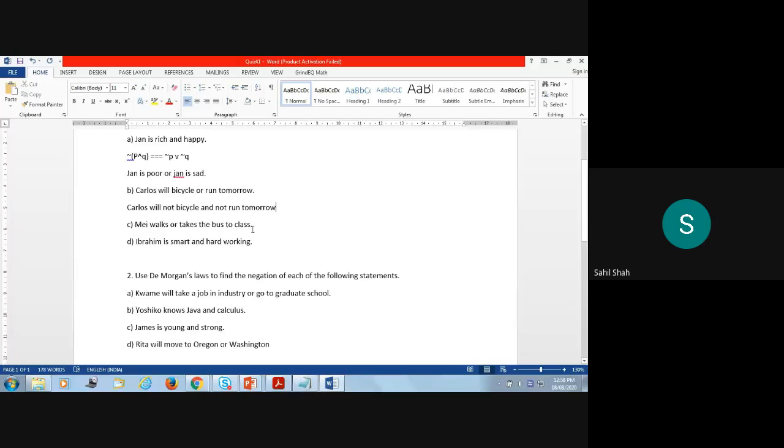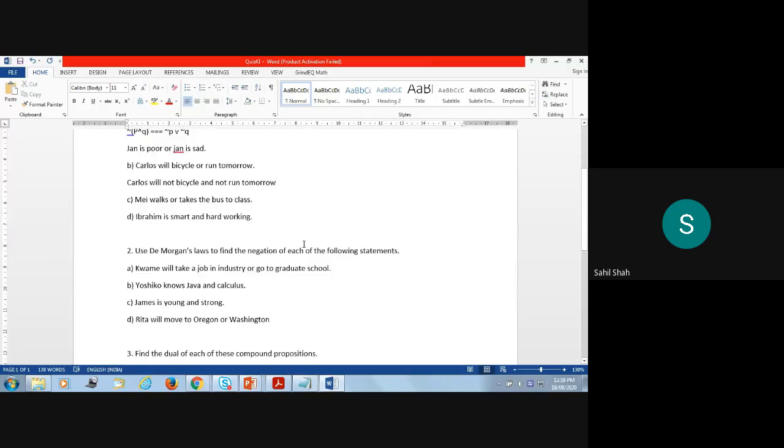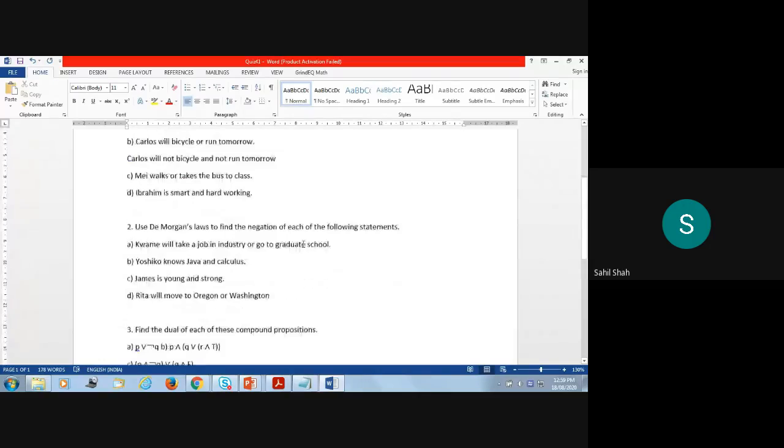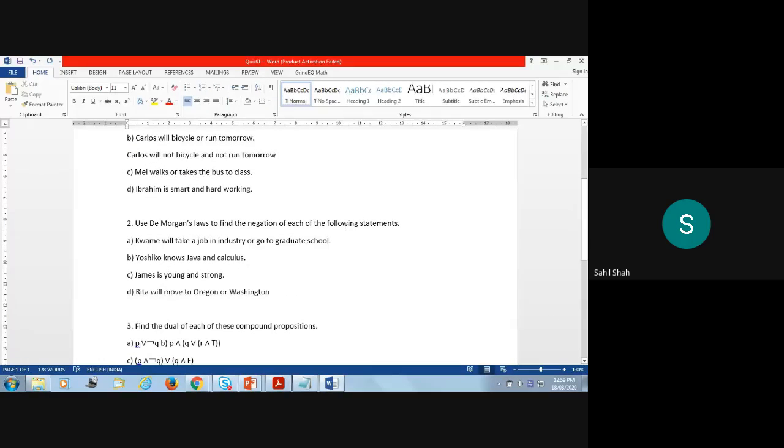Mary walks or takes the bus to class. Its negation will be Mary doesn't walk and he does not take the bus to class. Negation of this, Ibrahim is smart and hardworking, will be Ibrahim is not smart or he is not hardworking. In a similar manner, you may note down these statements and try to solve on your own.